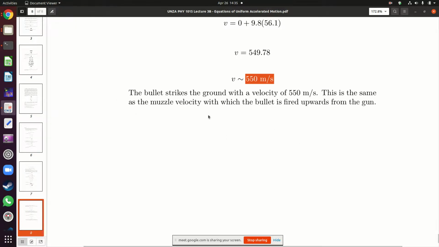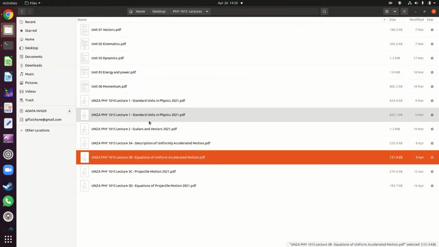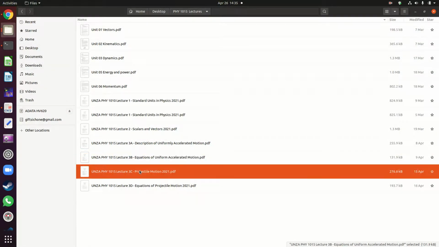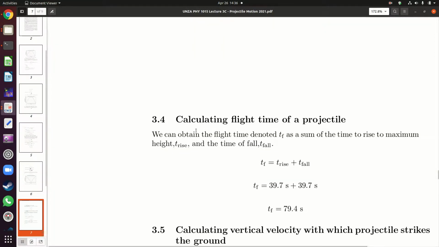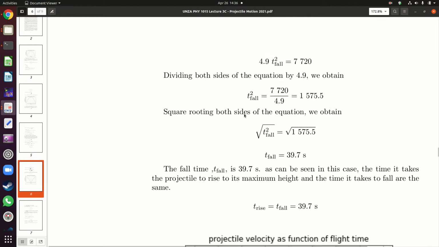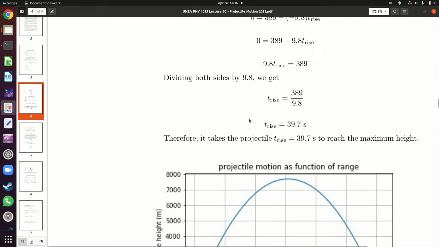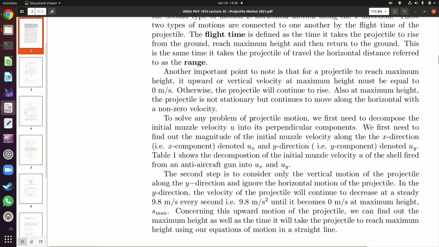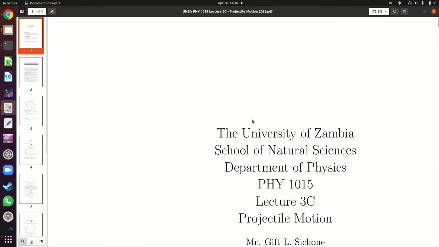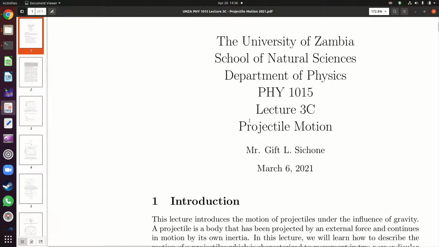Alright, so this brings an end to this bit. The next bit which you have to do, I'll stop sharing a bit so that you can change screens. The next bit which we have to look at is something called projectile motion. Okay, so projectile motion.